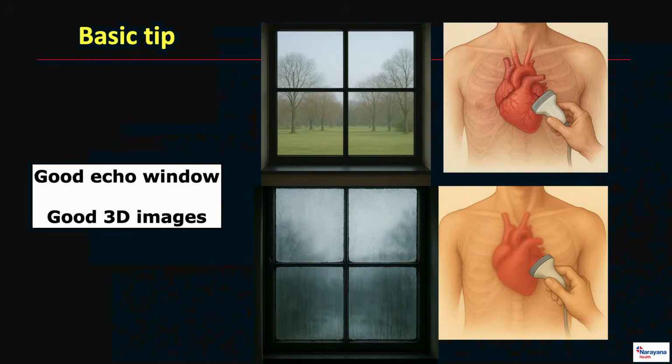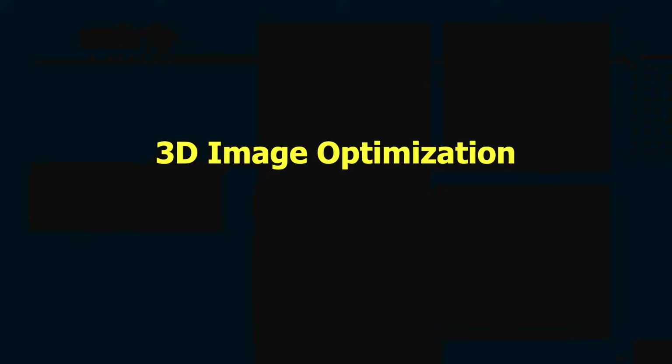So a very basic tip: if the 2D echo is not good, your 3D is never going to be good. So be careful about it. There's no magic in 3D where it can automatically convert anything. Even on a bad window, it will not be good in 3D. So be very aware of it. Bad 2D, bad 3D.